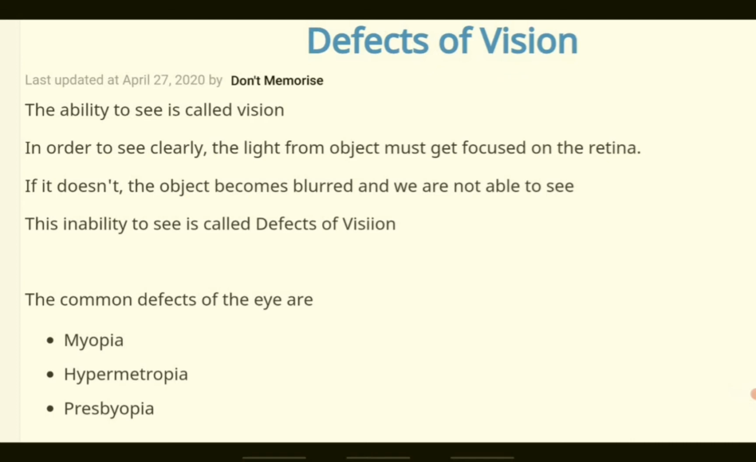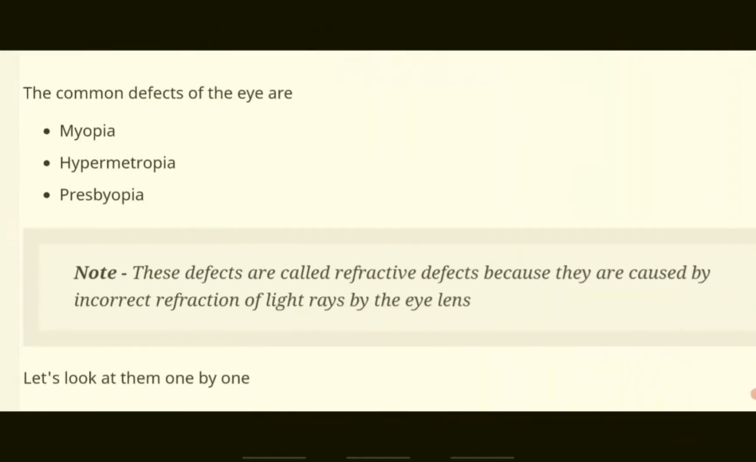There are three common defects of vision. They are myopia, hypermetropia, and presbyopia. We have to remember that these defects are called the refractive defects because they are caused by the incorrect refraction of light rays by the eye lens. Now let us look at myopia first.